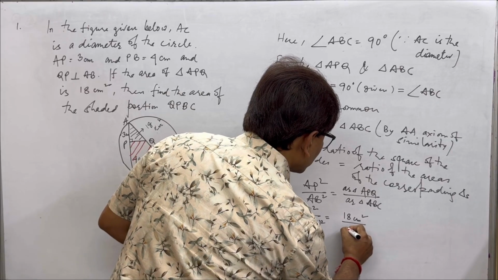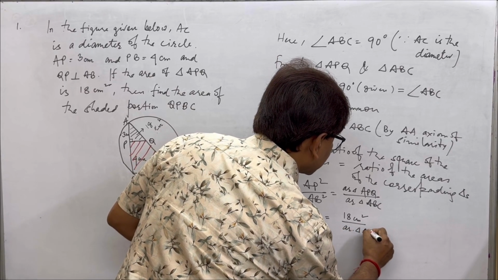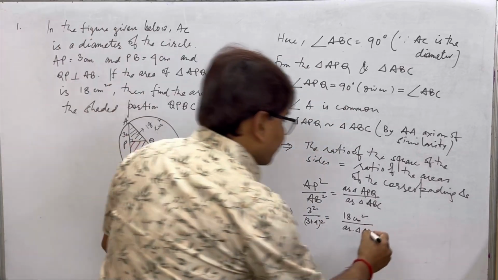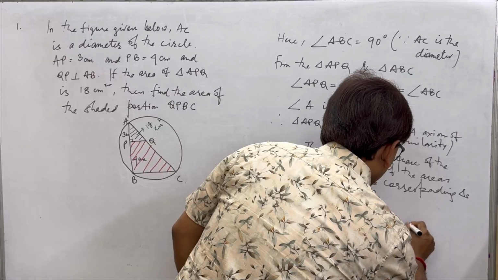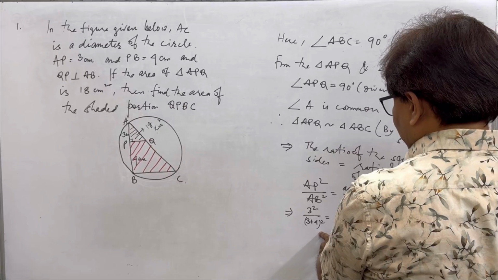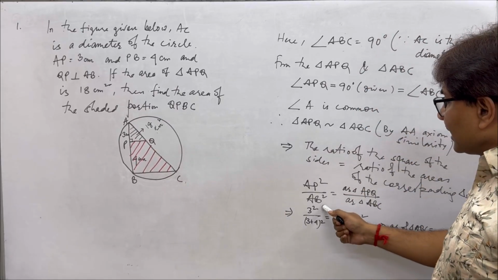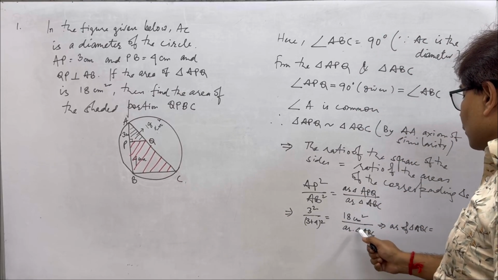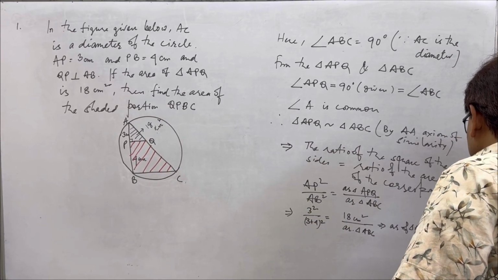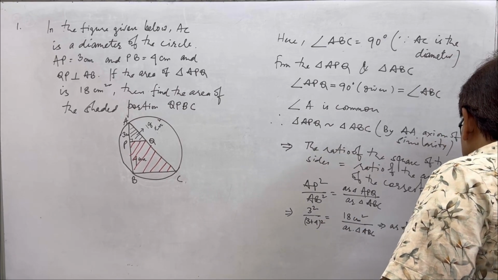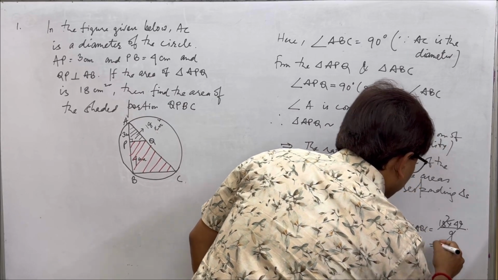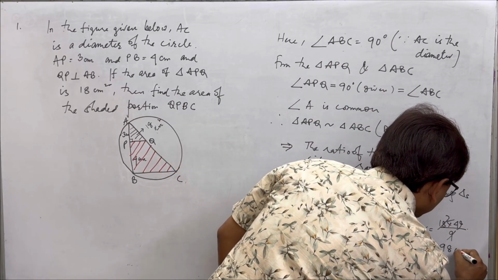By this one we don't know, so write down the area of triangle ABC. Hence, area of triangle ABC equals (3 plus 4) whole square, that is 7 square, means 49, by 3 square means 9, into 18 here. So 18 into 49 by 9, the 9 cancels with 18 to give 2, so 49 into 2 equals 98 square centimeter.